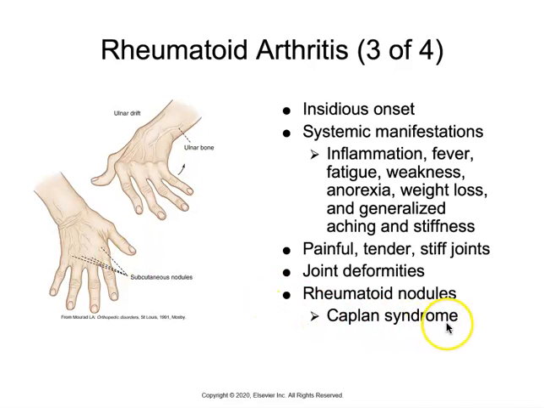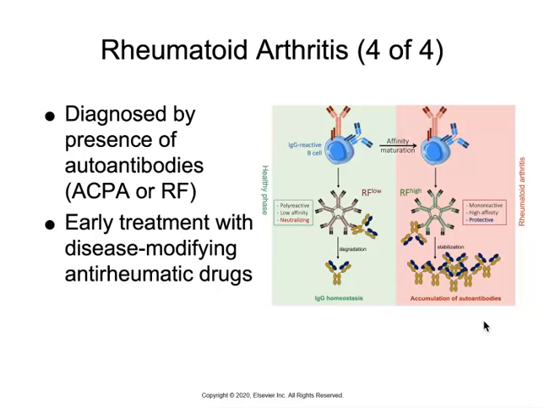We can also have something called Kaplan syndrome, where the rheumatoid nodules occur in the lungs in combination with a pneumoconiosis, typically in patients that are exposed to dust, like coal workers, and is characterized by pulmonary nodules, diffuse pulmonary fibrosis, and respiratory complications that can be a result of both RA and occupational lung disease here. So we can diagnose this by the presence of autoantibodies.